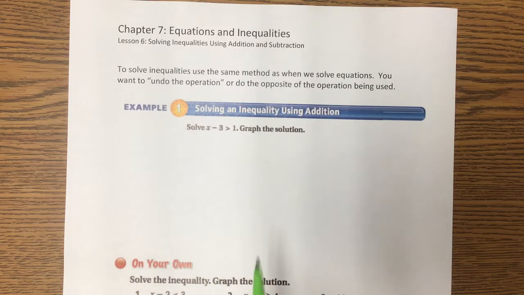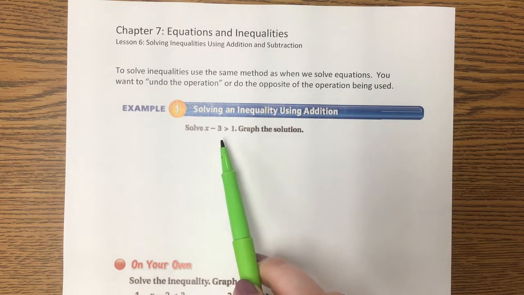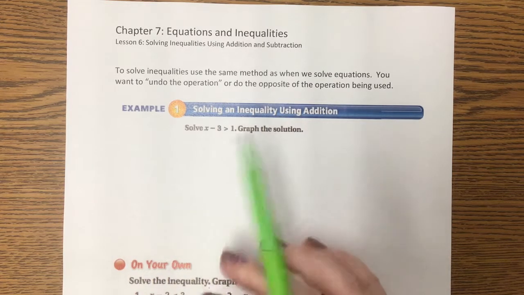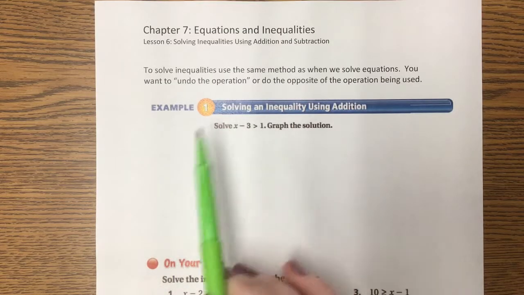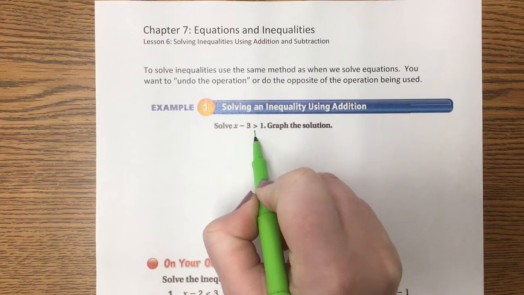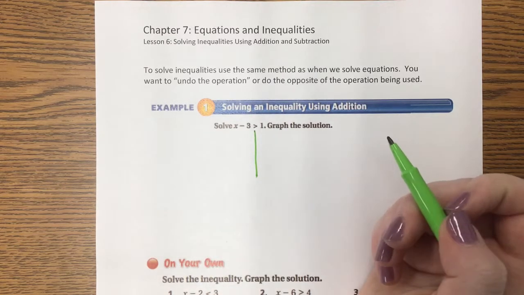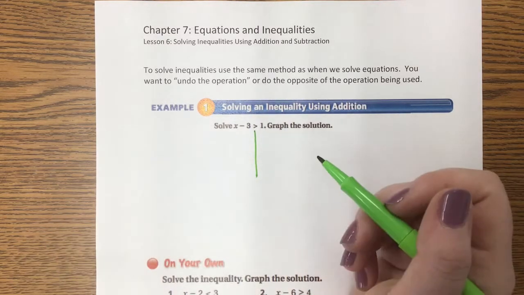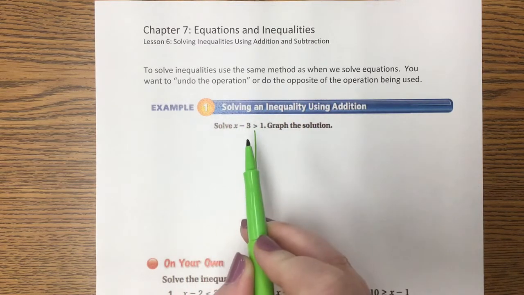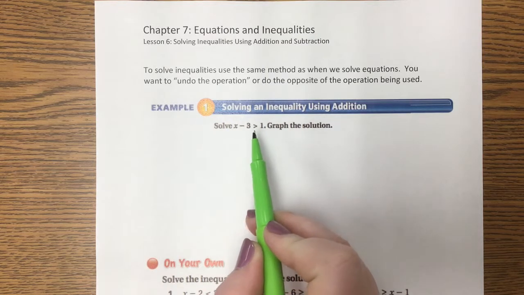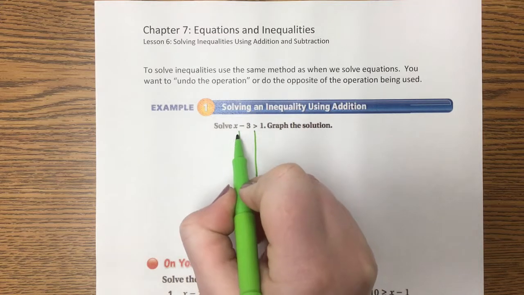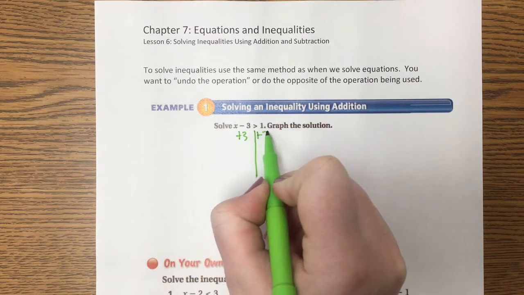So for example, when it says solve x minus 3 is greater than 1, and then also wants us to graph that solution, we have to identify what operation is currently being used and how we undo that operation. First things first, I'm just going to draw a line down underneath my inequality sign so I can really see that there are two sides of the inequality. When I identify subtraction is being used right here, to undo subtraction, or to do the opposite of subtraction, I have to add. So I'm going to add 3 to both sides of my inequality.